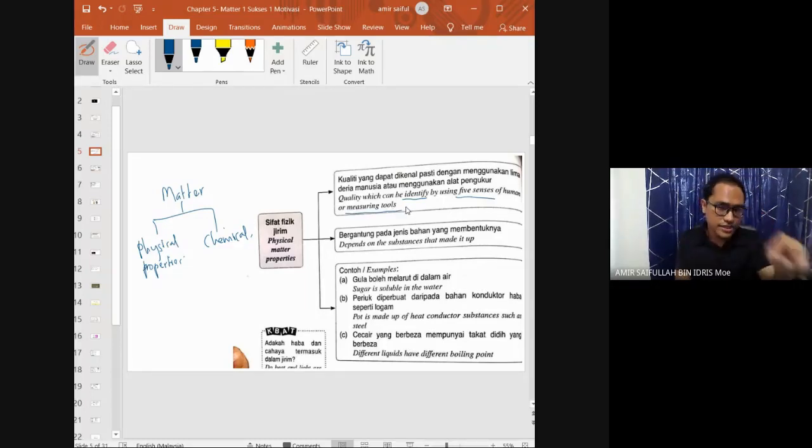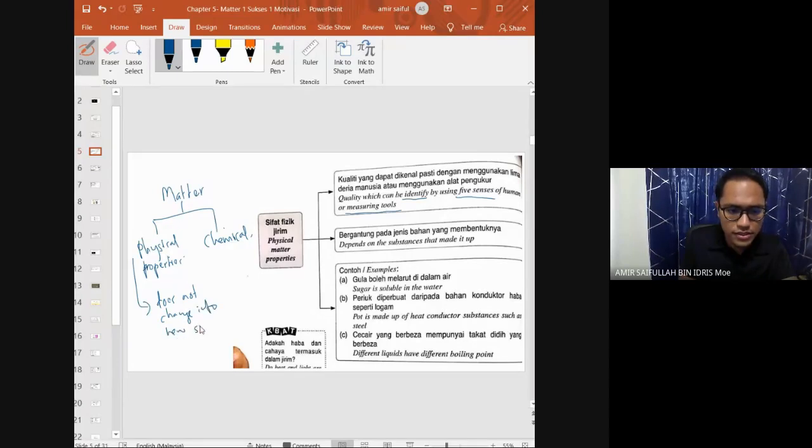So we can see it, we can observe it, such as the color changes, the weight, the density, the solubility, the melting point. Like sugar is soluble in the water. So basically physical properties are like this. It does not change into a new substance.